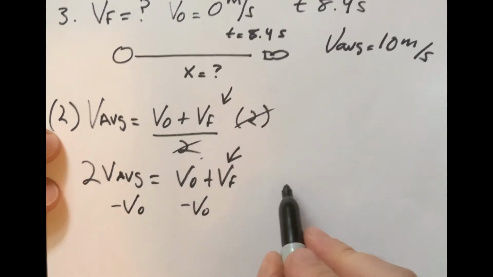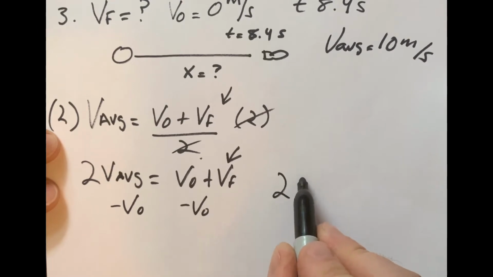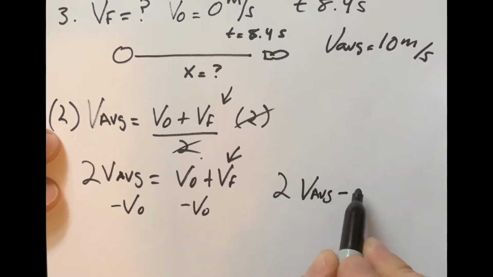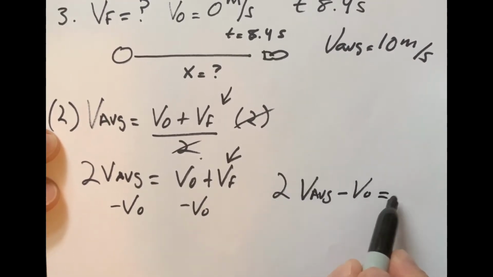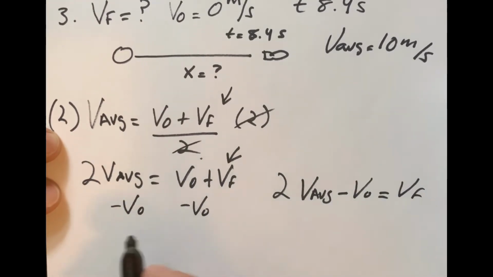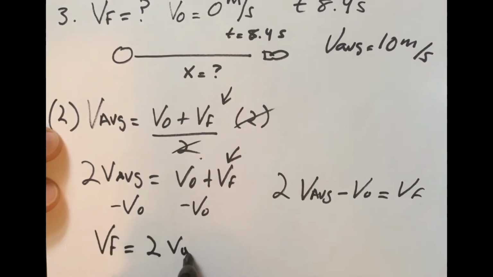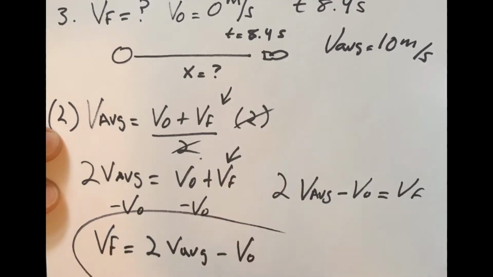And that's going to give me 2 times the velocity average minus velocity initial equals velocity final. So I'm going to rewrite that over here so it's a little bit easier for me to see. VF equals 2 times velocity average minus velocity initial. And that's the equation we're going to use. So let's plug in some numbers.